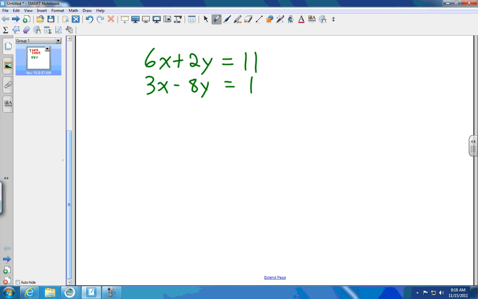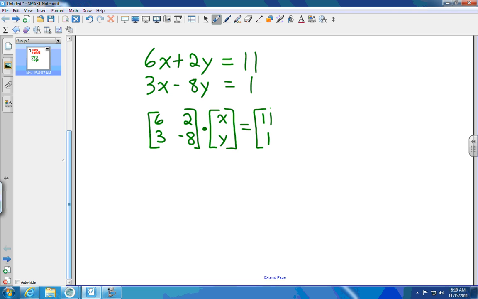So the first thing again is write your matrix equation. 6, 2, 3, and negative 8. As always, make sure if it's minus, you put that in there like the negative 8. Make sure you don't put positive 8. Times xy, that's what we're solving for, trying to find out what x and y are. And then that equals 11 and 1. So again, that's just another example of what you'll do on the first problems, is write your matrix equation.